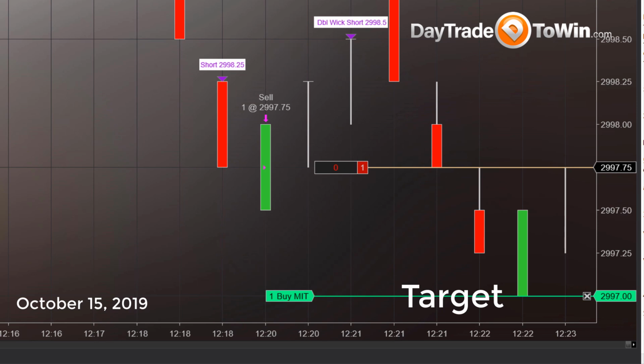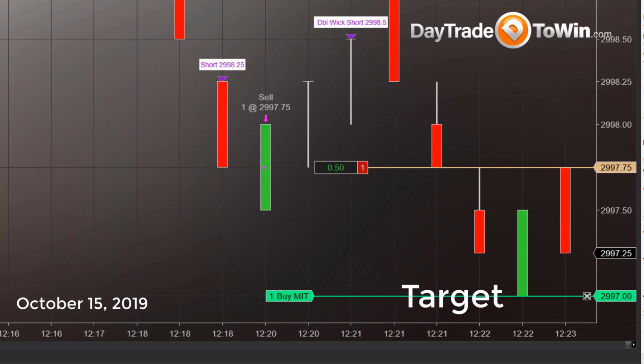So remember, I'm doing this very slow. I'm showing you these examples, but during a real live, fast-paced environment, you have to be faster than what I'm doing here. This is just an explanation of how this is working, so you have a clear understanding of what to expect. 29.97, market if touched, get out of the trade. The entry sell 29.97.75. I'm looking for about 3 ticks.